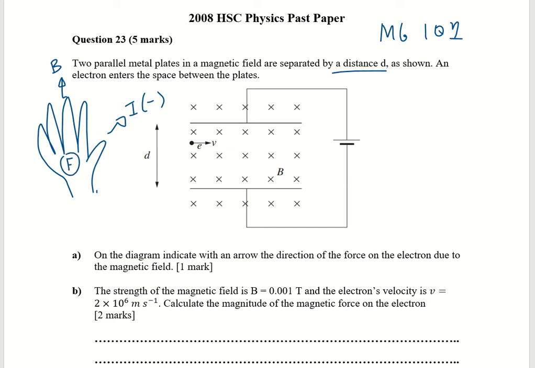So if I use my left hand, the electron is moving to the right, so my left thumb is pointing to the right. My fingers are pointing into the page because that's what the crosses represent. So the force is acting down on the electron. So the magnetic field is going to make it curve circularly down in this particular direction. Okay? So down the page is where the force is going.